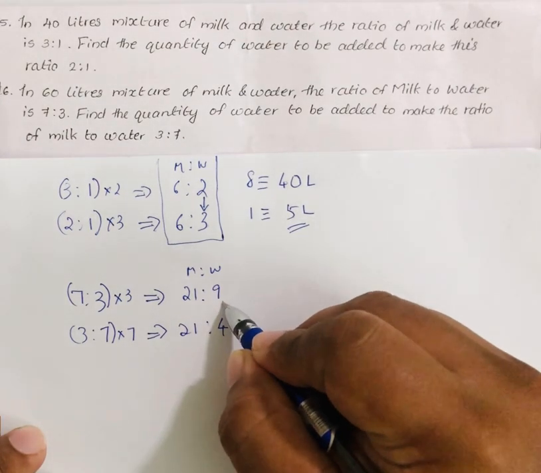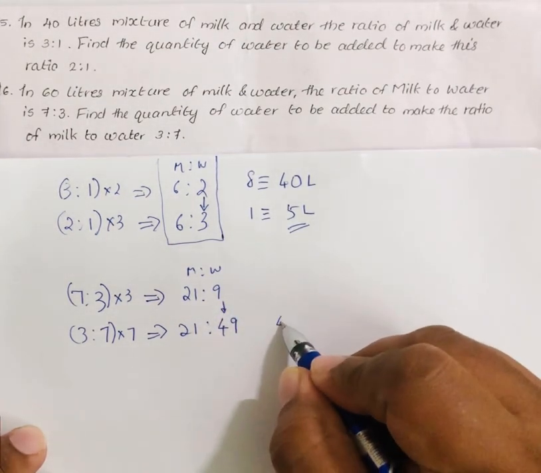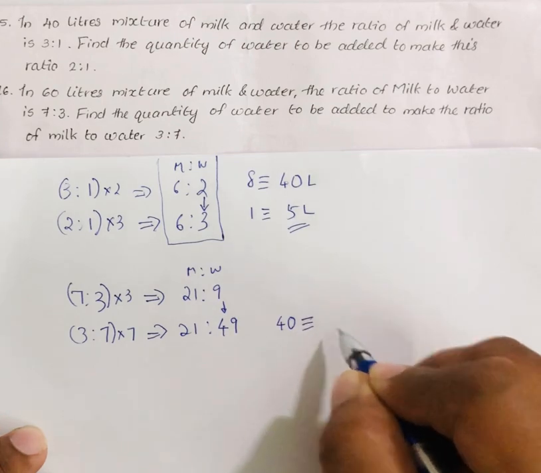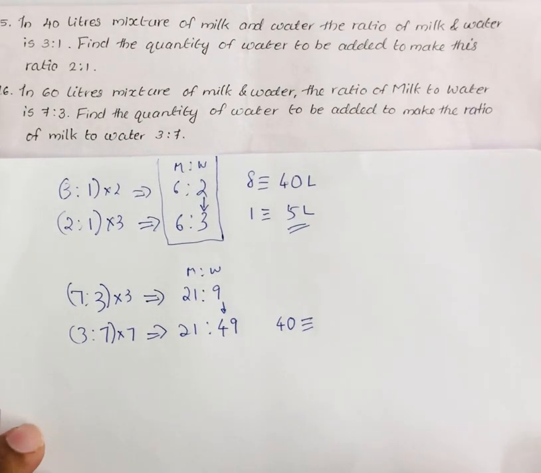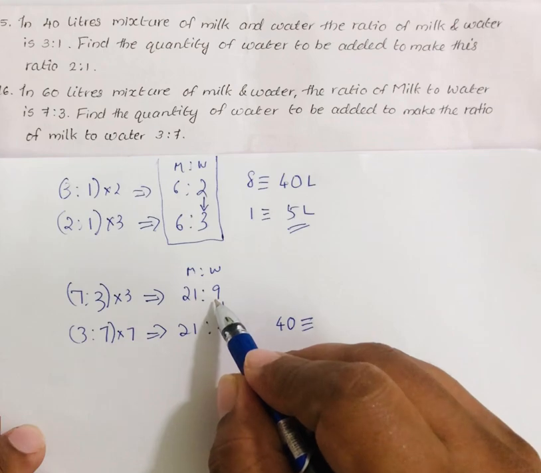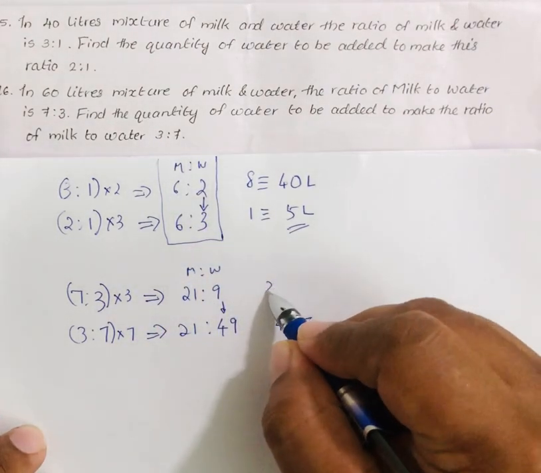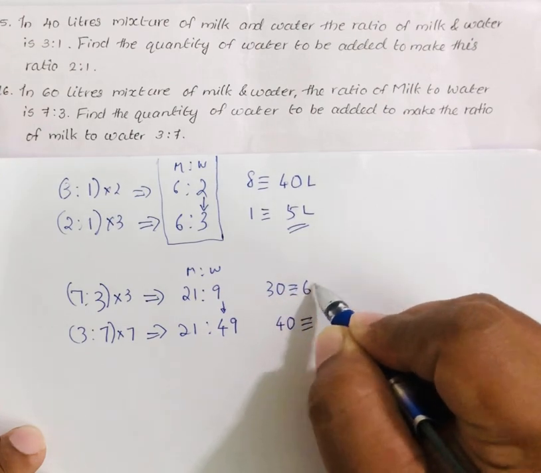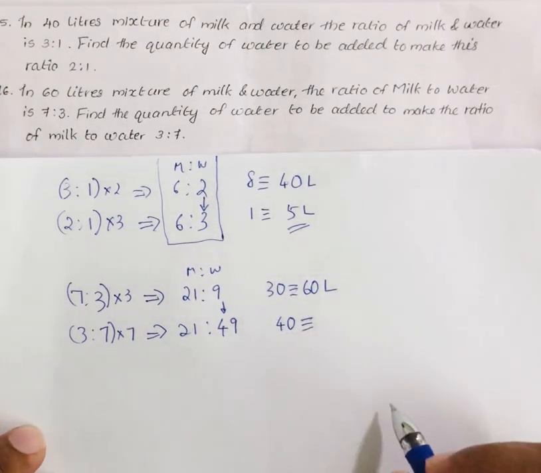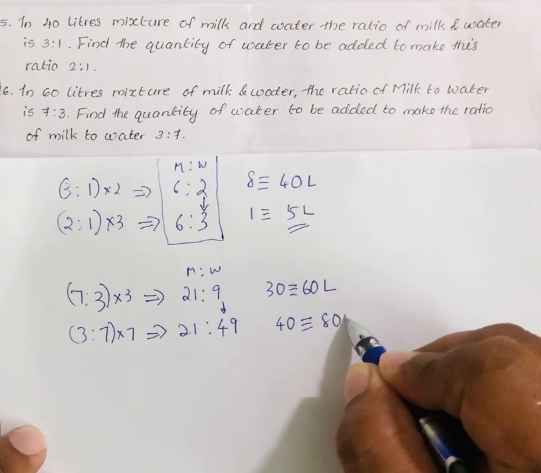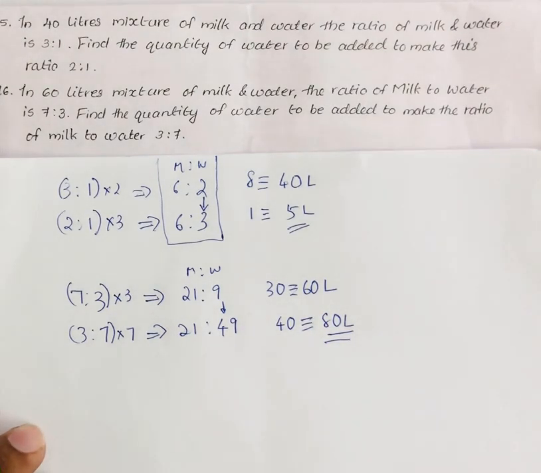So from 9 to 49, you need to find the value of 40 parts. Now what is given to you? 21 plus 9, totally 60 liters. So 21 plus 9, 30 parts will be 60 liters. One part is 2 liters, so 40 parts will be 80 liters. It is as simple as that. So just using that ratio concept which we have discussed earlier, we will be doing this question.